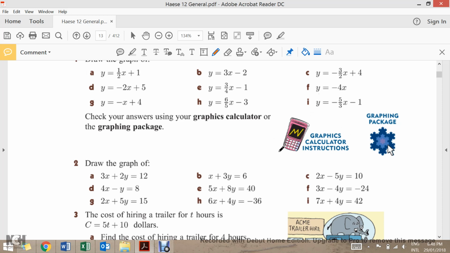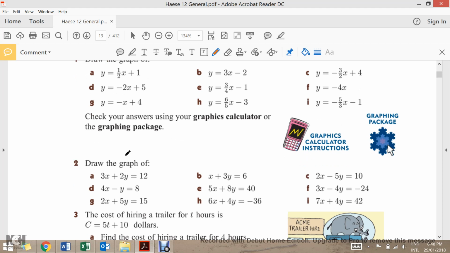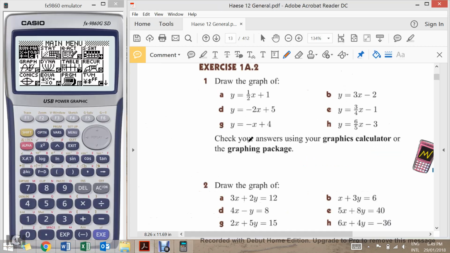You can also draw graphs using your graphics calculator. But if you want to draw graphs using your graphics calculator, you first have to get it into intercept gradient form. You can't have it in general form. So to show you how to use your calculator, here's a calculator I prepared earlier. We're going to do this question down here using the calculator. So I'm using a Casio. You might have a TI, heaven forbid, but the process should be similar for both.